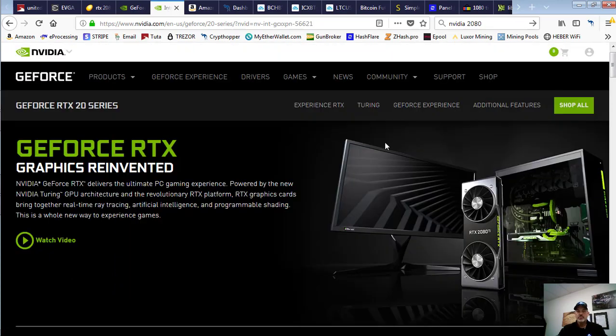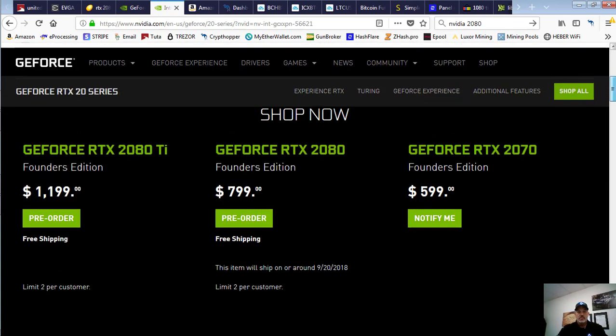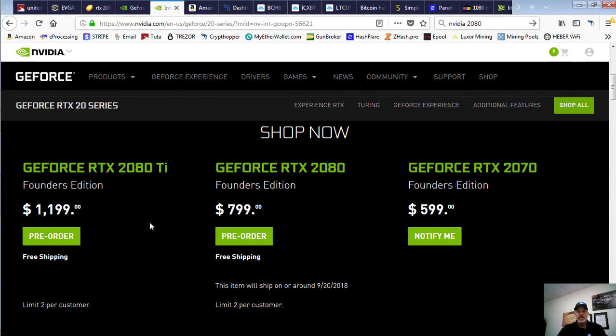My name is Rick Rogers, and today we'll be taking a look at the new release of the NVIDIA RTX graphic cards. They are currently pre-order on their site. They've got the 2080 Ti, the 2080, and a 2070. So if you're familiar with the 1080 Ti's, the 1080s, and the 1070s, these are the new generation.